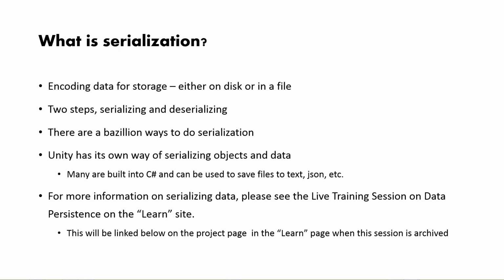Now, what is serialization? For those people who don't fully understand serialization, let's do a quick step back. It's the encoding of data for storage, either storage on file or storage on disk. There are two steps: serializing and deserializing, and there are a bazillion ways that we can do serialization. Unity has its own way of serializing objects and data. Many ways of serializing data are built into C# and the .NET framework, and they can be used to save files to, say, text or JSON or XML.